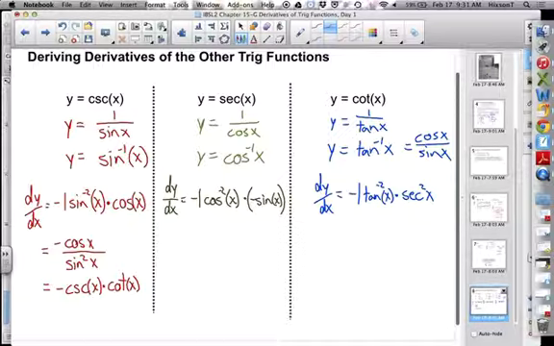So does that take the derivatives of the functions? The cosecant, the secant, and the cotangent. Remember, these are called the reciprocal functions. It's alright, it's been a while.